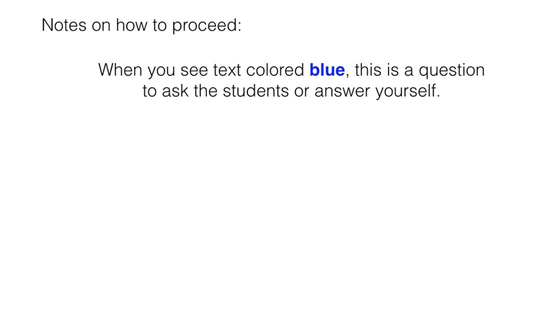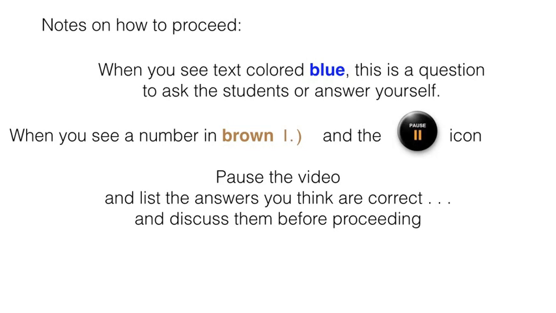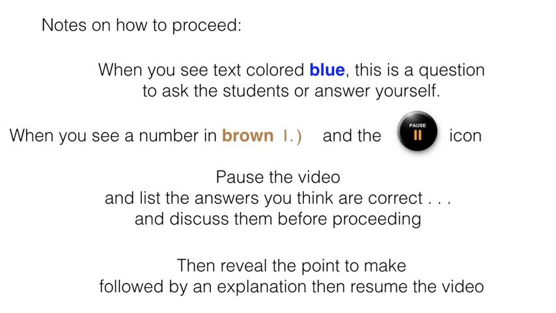Here's how to proceed. When you see text colored blue, this is a question to ask the students or answer yourself. When you see the number in brown followed by a pause icon, pause the video, list the answers that you think are correct, and discuss them before you proceed. Then reveal the point to make, followed by an explanation, and then resume the video.